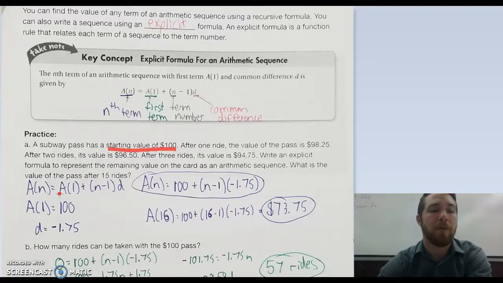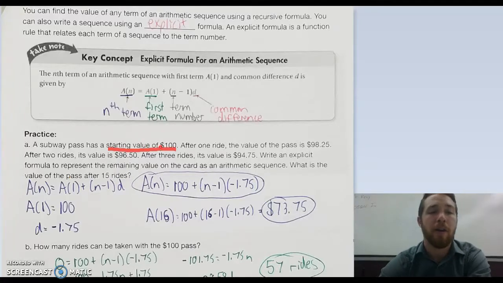So first thing I did was I listed just the general form for your explicit formula. Again, that's the same thing we had up here in the definition. A of n equals a of 1 plus the quantity n minus 1 times your common difference. And remember, in order to start this, I really just need two things. I need a starting value, and I need to know what the common difference is.